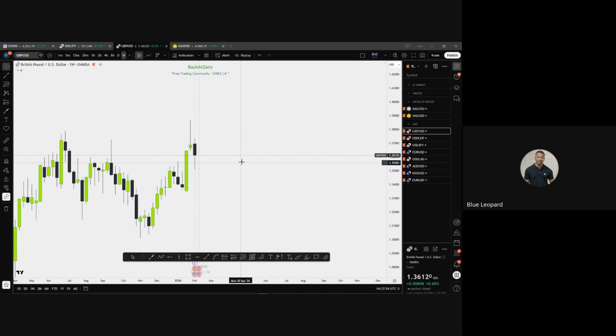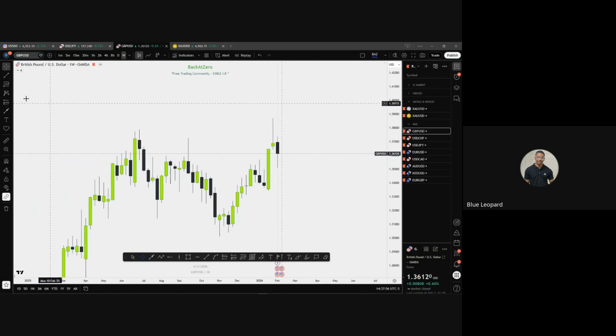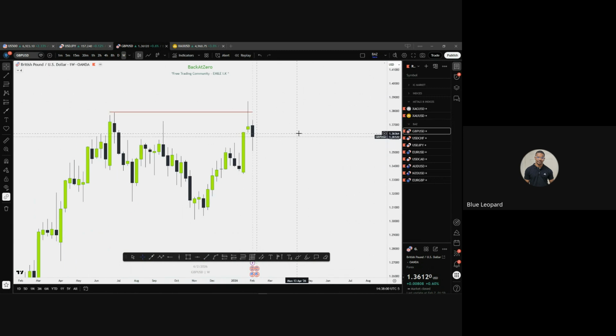I'm going to remove everything here. You can see what we had. We had a sweep of liquidity here on the weekly time frame, and then we closed bearish. So what do I mean by close bearish? I mean we closed below this candle here. And after closing below this candle, it means we could continue lower, because this could be our draw on liquidity now. Because we closed here, we expect to see price come up and then drop lower.